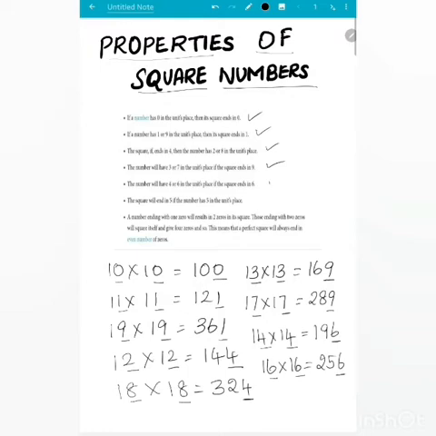Okay. The next one: the square will end in 5 if the number has 5 in the units place. That we know very well, isn't it? Suppose we take 15 into 15. The answer is 225. So if the units place is 5, automatically the square number ends with 5.